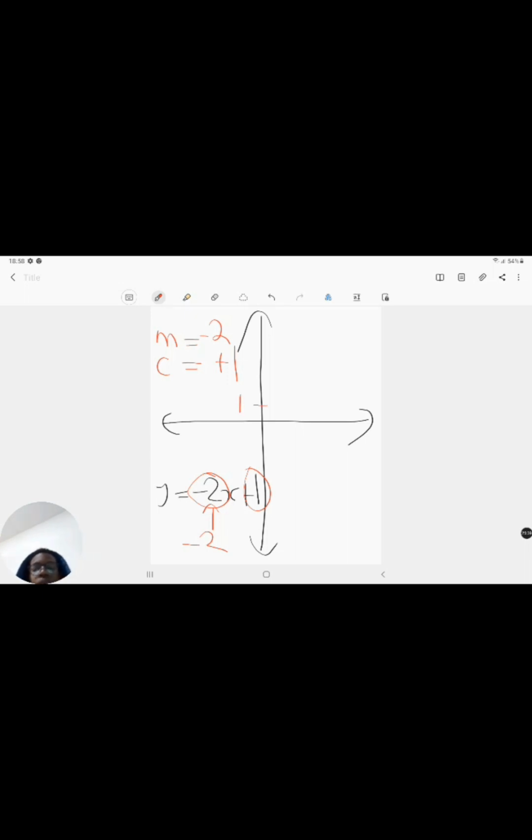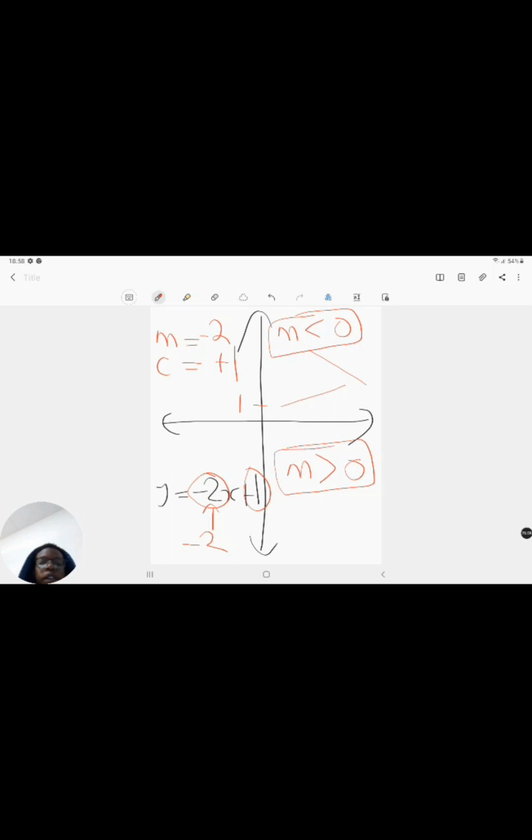There's your 1 there, right? And then your gradient in this case is negative. Now, I forgot to mention, if your gradient is negative, if m is less than 0, then your graph looks like that. If m is greater than 0, then your graph does that. Okay, it follows that direction. It slopes upwards to the right. And if it's less than 0, it slopes upwards to the left.